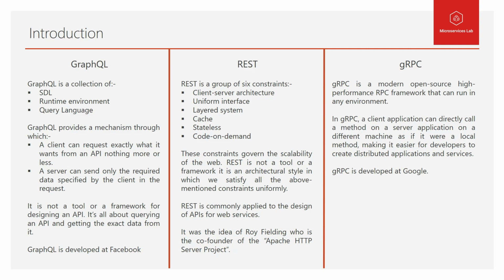GraphQL. GraphQL is a collection of three things: Schema Definition Language or SDL, Runtime Environment, and Query Language. GraphQL provides a mechanism through which a client can request exactly what it wants from an API, nothing more or less. A server can send only the required data specified by the client in the request. It is not a tool or a framework for designing an API. It's all about querying an API and getting the exact data from it.